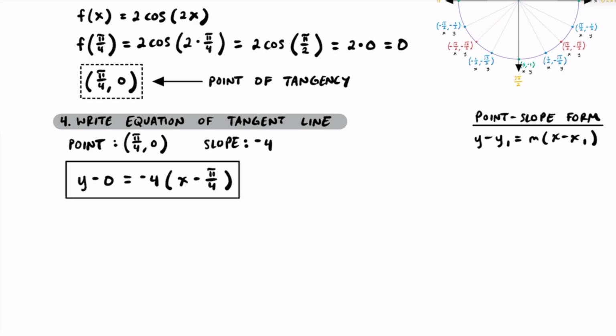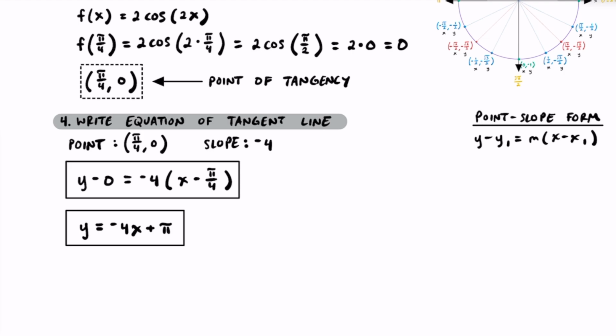Now, if you wanted to go a little further, you totally could and simplify this a little bit if you'd like to. You can distribute this negative 4 if you wanted to write this in slope-intercept form. And also, this minus 0 is not really totally necessary either. So you could leave it like this. I think that's fine for most cases. You could also say y is equal to negative 4x, and if you distribute that negative 4 to that negative pi over 4, that's just going to be plus pi here. This right here would be another way you could write the equation of that tangent line.